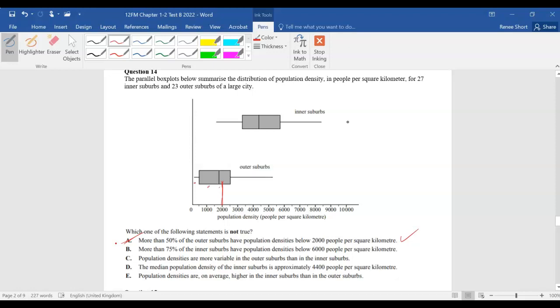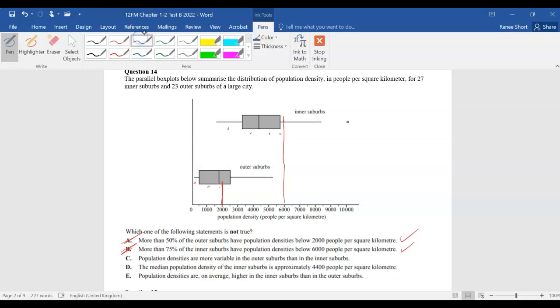B, more than 75% of the inner suburbs have population densities below 6,000. So again, if I take the 6,000 here and go up, I've got 25%, 25, 25, that is 75 plus a little bit. So yes, this is also true that more than 75% of inner suburbs have densities below 6,000 people per square kilometre. C, population densities are more variable in the outer suburbs than in the inner suburbs.